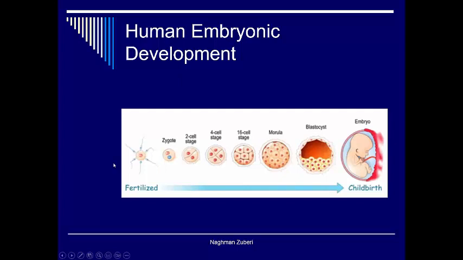So over here, if we look at the progression, a fertilized egg becomes a zygote, and then it goes into the 2-cell stage, then the 4-cell stage, then the 16-cell stage, then it becomes a morula, and after that it becomes a blastocyst, and then it gets the shape of an embryo, and finally the child is born.